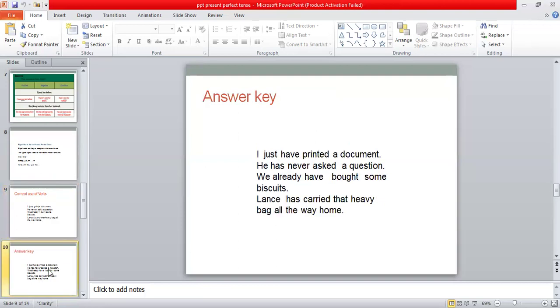Now we have the answer key. I have also prepared an answer key for you. I have just printed a document. He has never asked a question. We have already. If you write we have already, it will be a wrong construction. So keep this in your mind that right after the subject, already will be there and then have will be there. And then the last sentence is there.